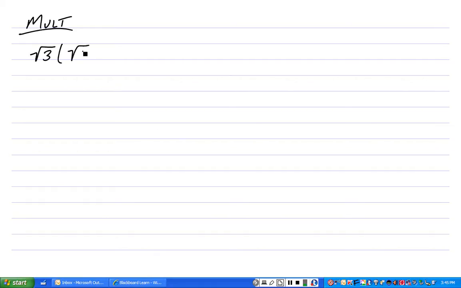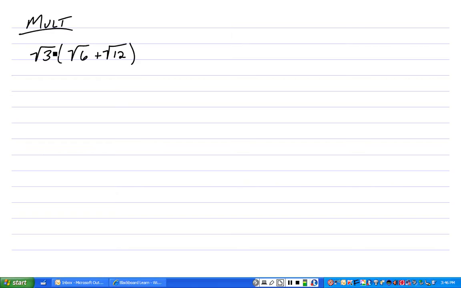Let's look at a problem like this. We have the square root of 3 right next to the parentheses, and inside the parentheses we have square root of 6 plus square root of 12. We've discussed in a different session that because the square root of 6 and the square root of 12 are different numbers, even though they're both under a square root sign, they cannot be combined.